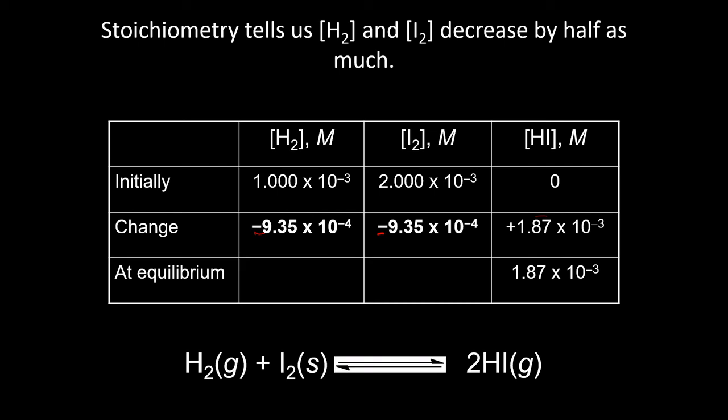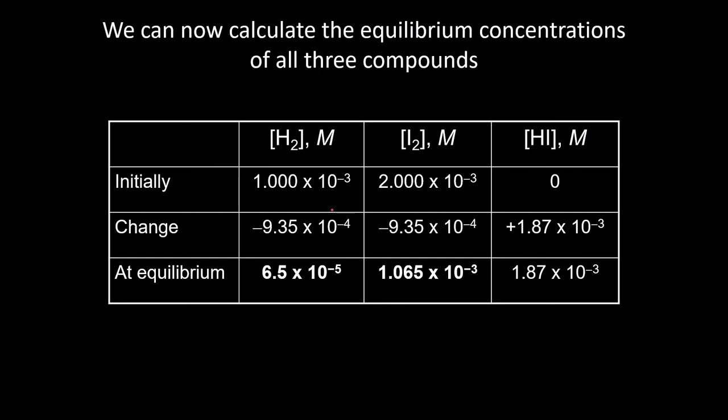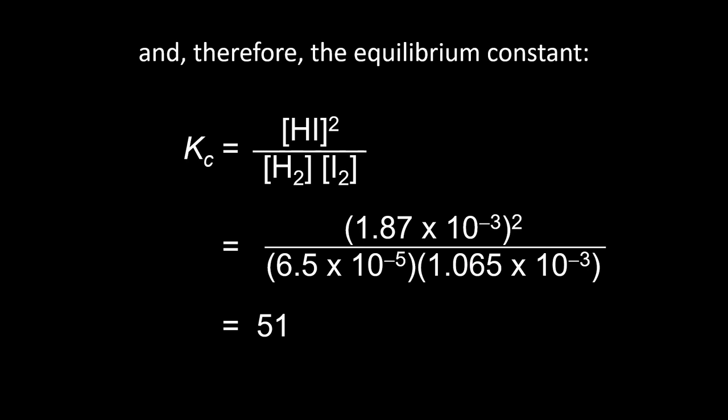So at this point, we know where they started, we know how much they changed, and so we can just apply the change to the initial concentration, and that will give us these equilibrium concentrations, and we can plug these directly into the equilibrium constant, not forgetting the coefficient here, and that gives us a value of 51.